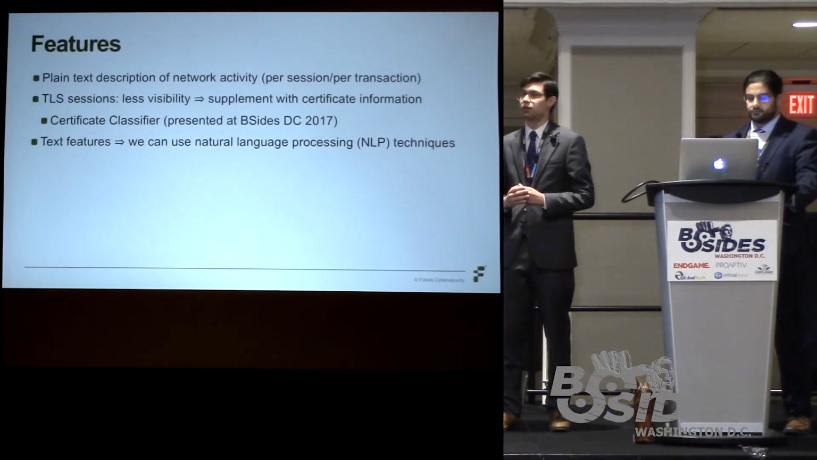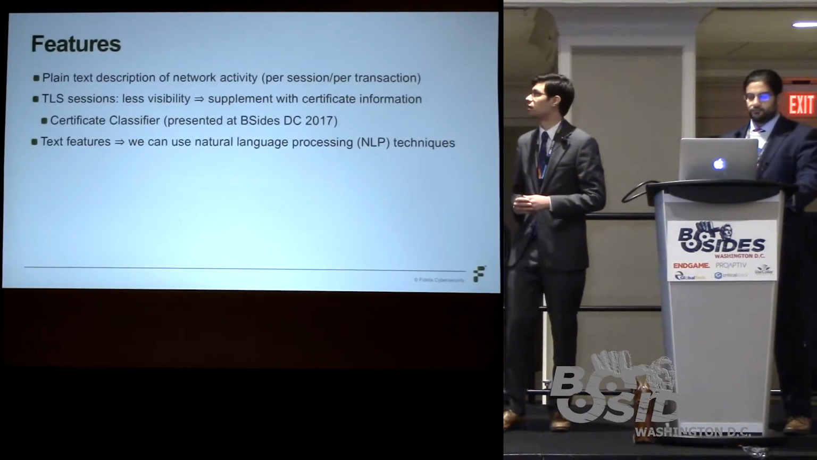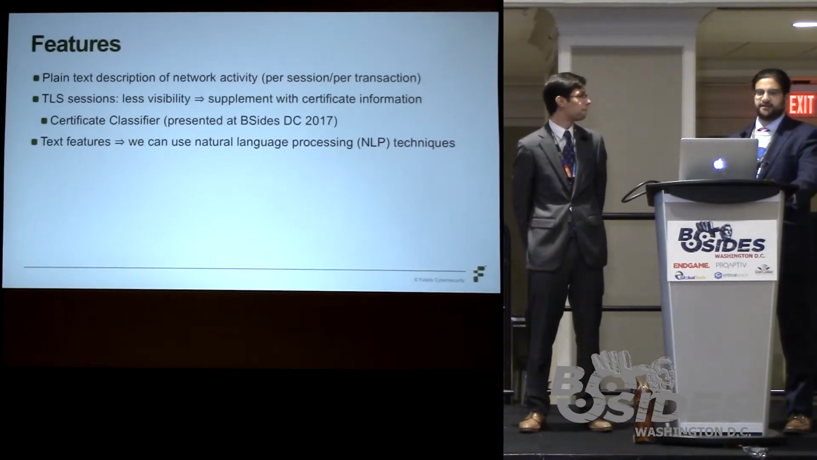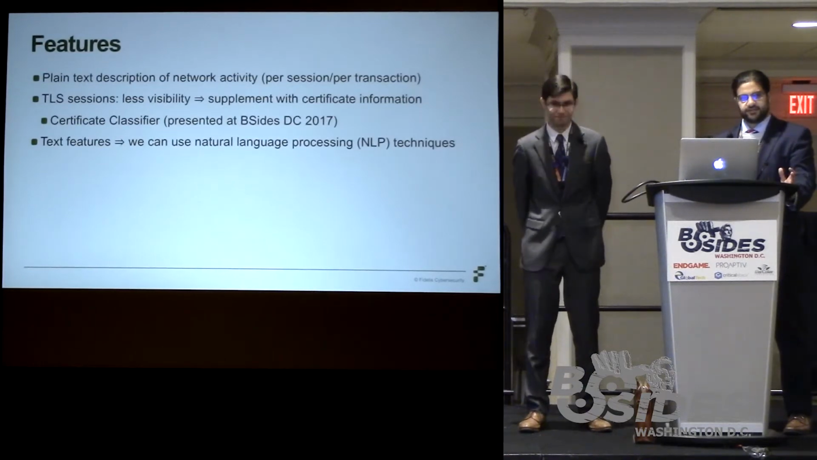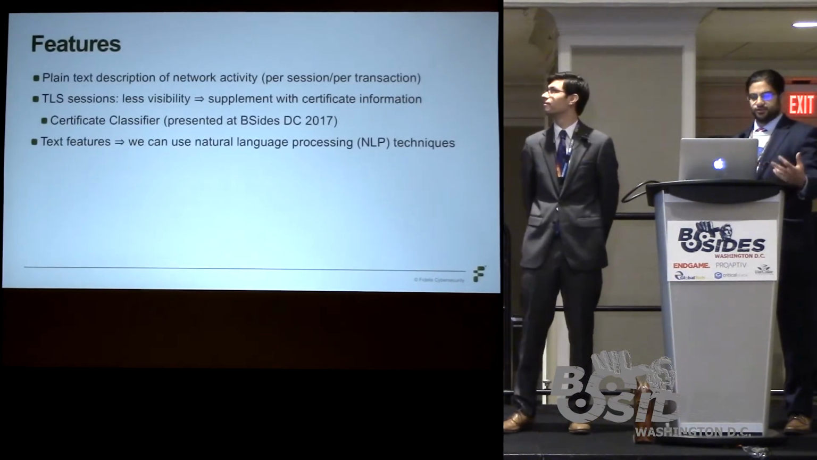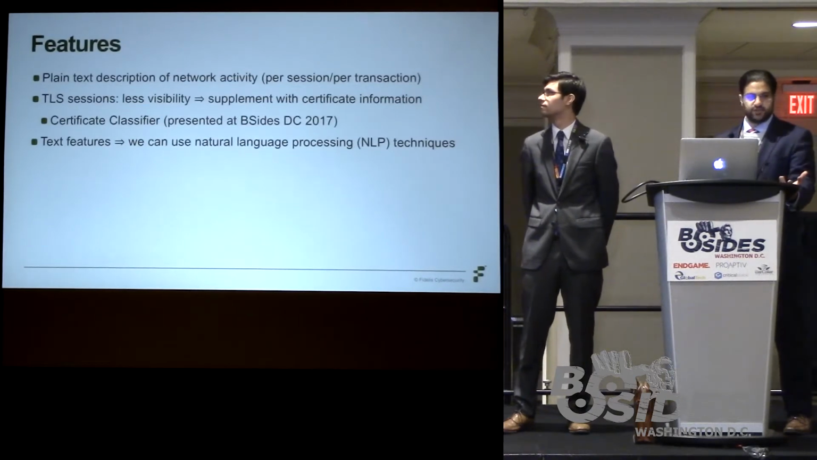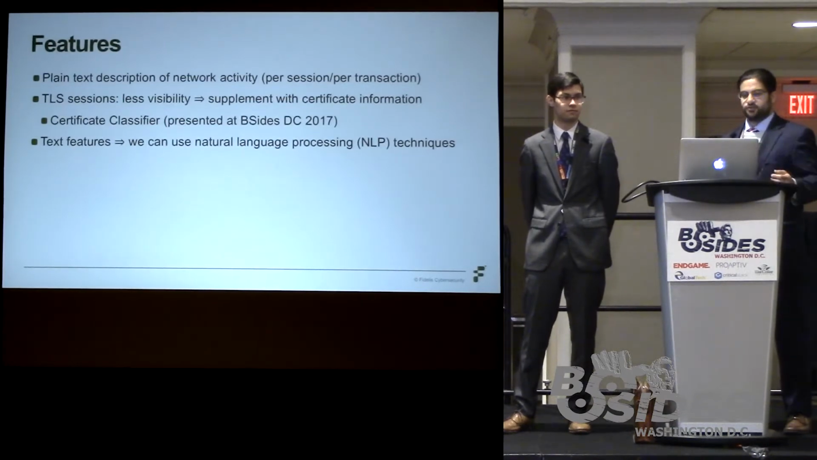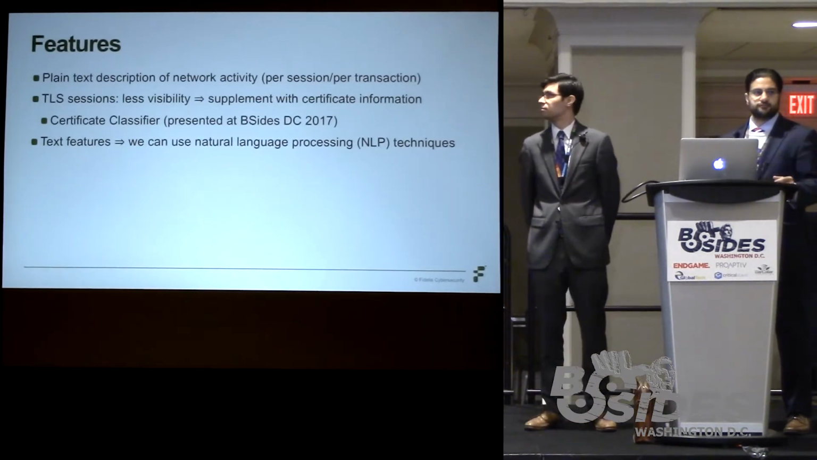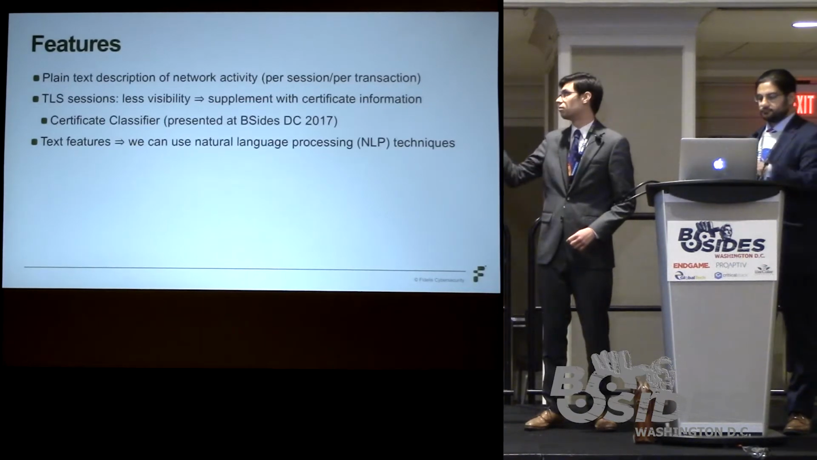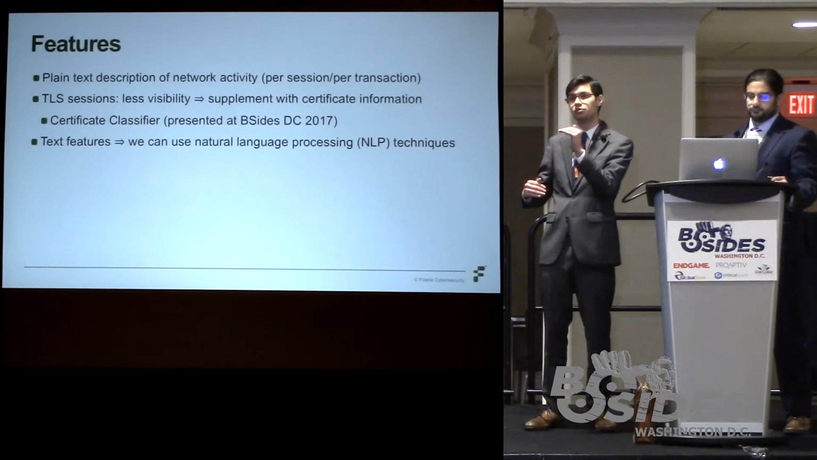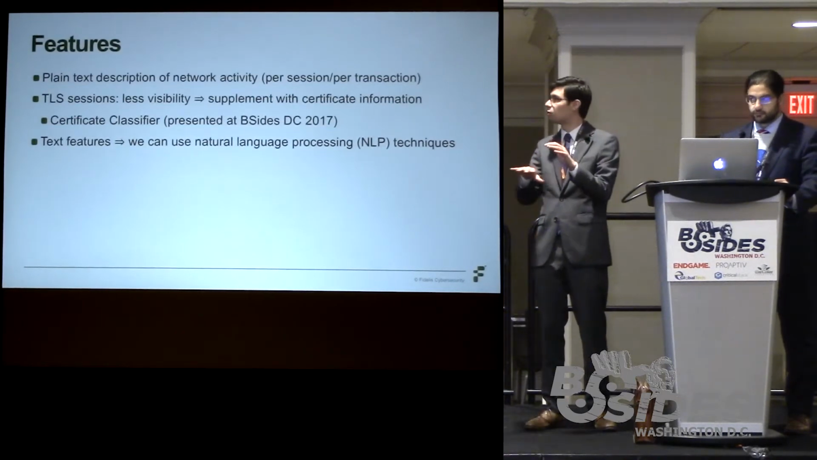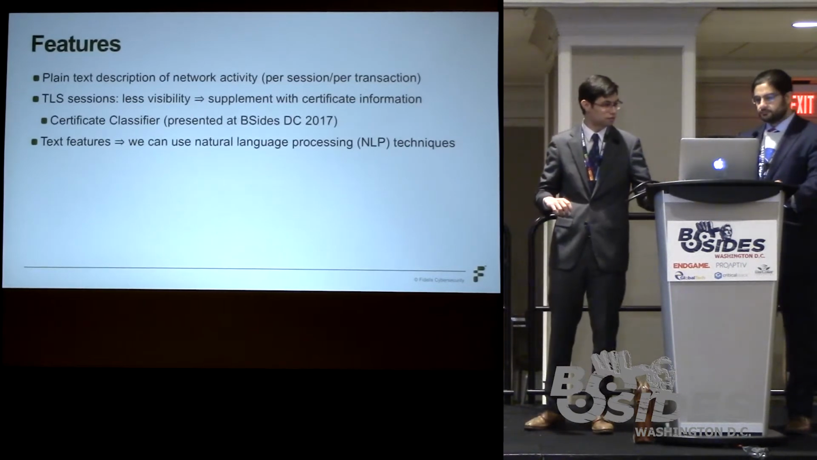So we're going to use some natural language processing techniques and talk a little bit about what that means in this context. But also, in cases of encrypted traffic, obviously you can't see the text, so you can't do your standard text analysis. So there we use the certificate classifier that we presented at last year's BSides as a supplement for the cases where we don't have direct natural language processing type features. Precisely. And so the idea is what we can see, what we do have detailed visibility into, we will use, and then what's a little bit more opaque, we'll supplement with the certificate classifier.